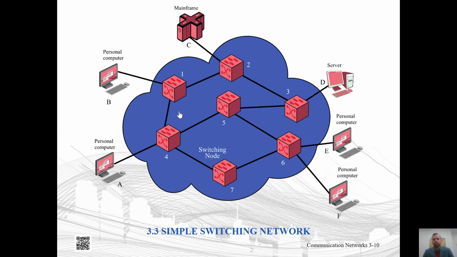All right, so again, here's a graphic. You can see we have a lot of PCs hooked up here. You have a server, you have a mainframe, and the switching nodes are just what comprise the actual network. So you can see personal computer A, personal computer B, mainframe is C, server labeled as D, personal computer E, and personal computer F. From personal computer A, you could go through switching node 4 to 7 to 6 to get to F or E, or you could go 4 to 5 to 6, which would be an alternative route.